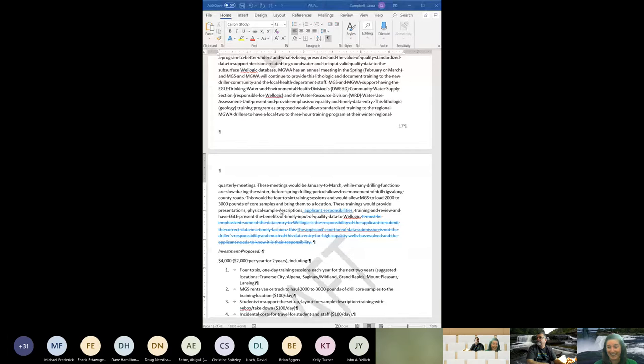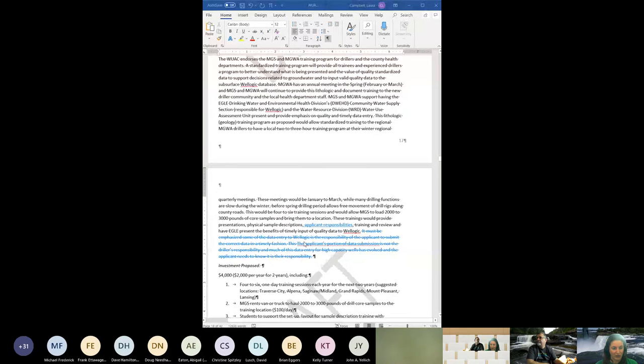Okay. So this is what we could potentially do to resolve this, rather than try to massage a couple of sentences that are never going to be clear. The paragraph could then say, these trainings would provide presentations, physical sample descriptions, applicant responsibilities, training and review, and have Eagle present the benefits of timely input of quality data to WellLogic. End of paragraph. What do you guys think?